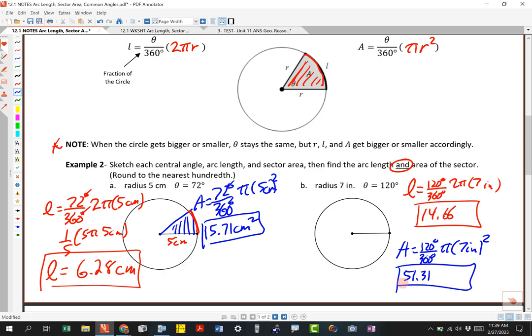Caleb, what'd you get for the arc length? 14.66. Raise your hand if you got 14.66. Okay. And Jack, what about for area? 51.31 square. Inches. Very good. Square inches here. And the other one, make sure the units are on there, are inches.